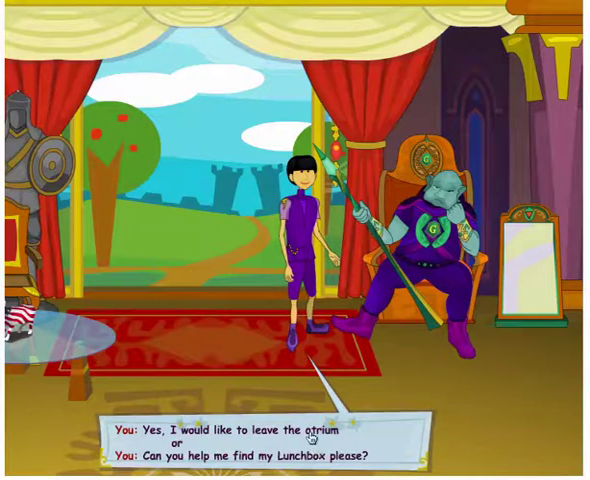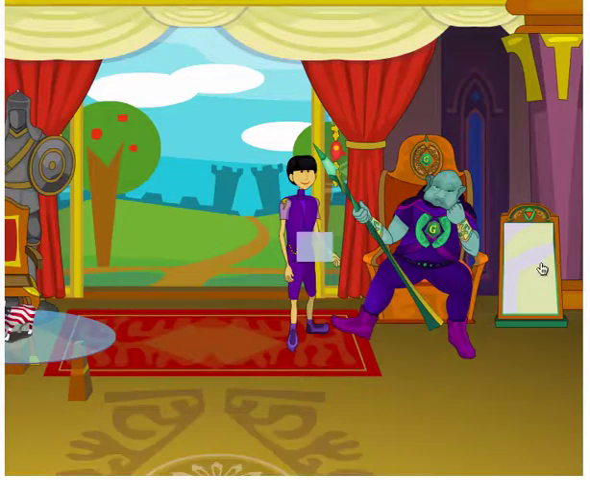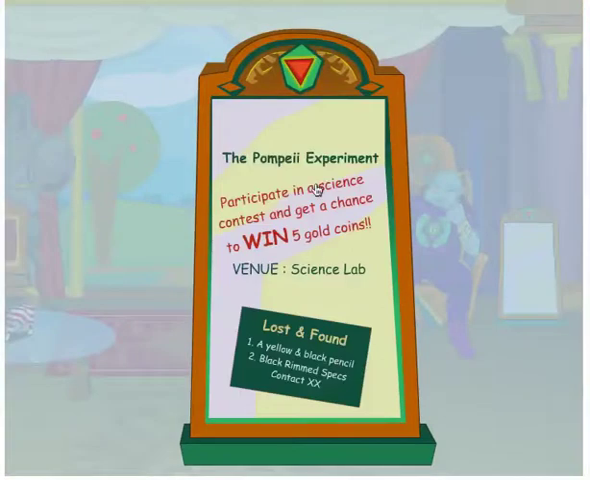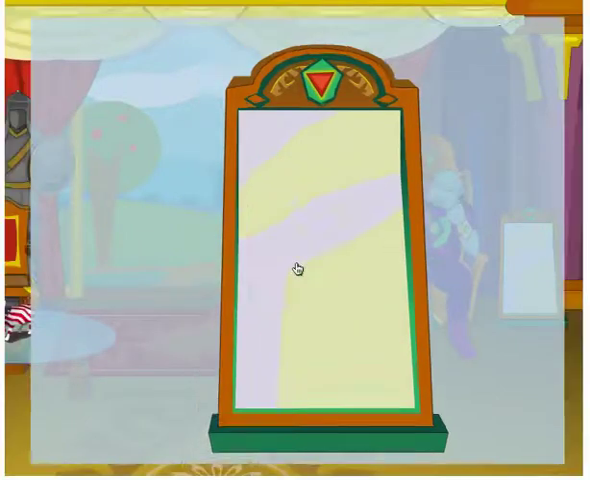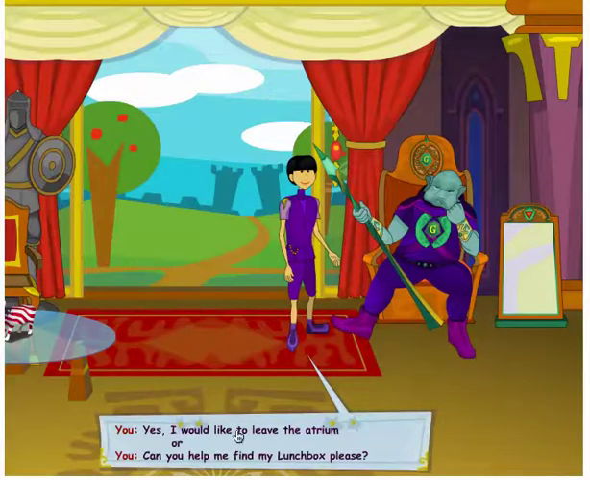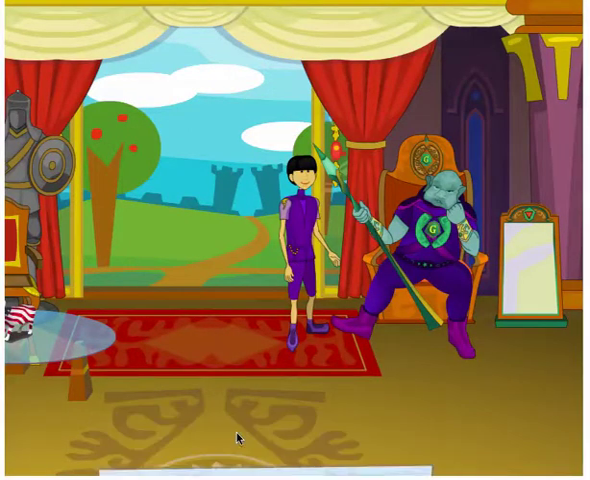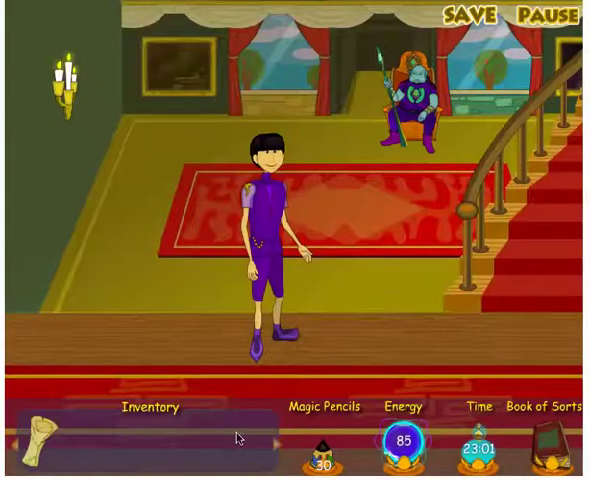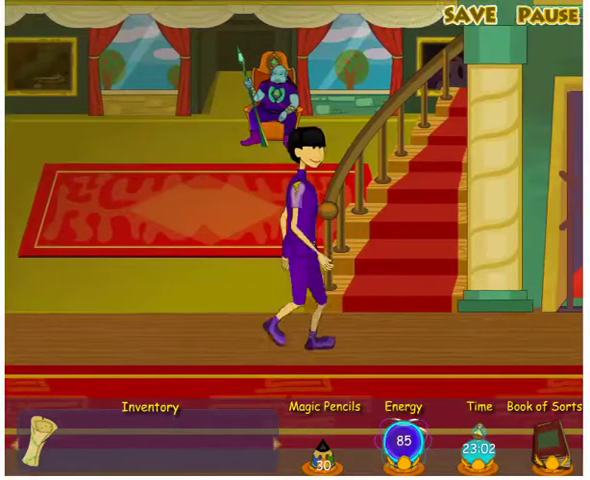So now I'm going to, let's see what this board says. The Pompeii experiment. Participate in a science contest and get a chance to win 5 gold coins. Venue, science lab. Okay, so I need to go to the science lab. Now I'm going to leave the atrium. So I'm going to head over to the science lab. I'm going to click the right.